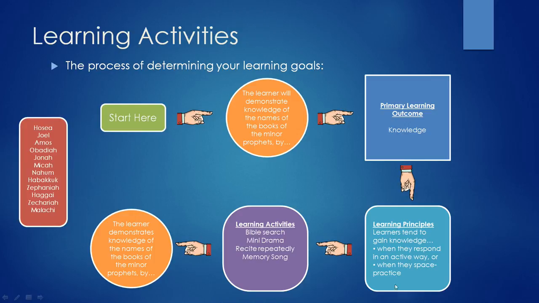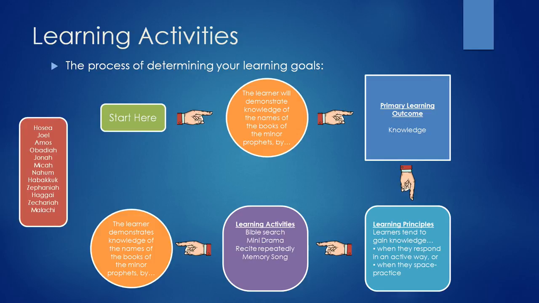Now, based on those principles of responding in an active way and space practicing, what are some things that we can do? What are some possible learning activities? Well, doing a Bible search. They have to go through and search through the Bible to find those specific names, those minor prophets. Well, that's active. They're responding in an active way. They're opening the Bible, flipping through, going to the table of contents, finding them in their book, and actively searching. That would be a very great way to begin to understand and know not just the names, but also the locations of where those minor prophets are.